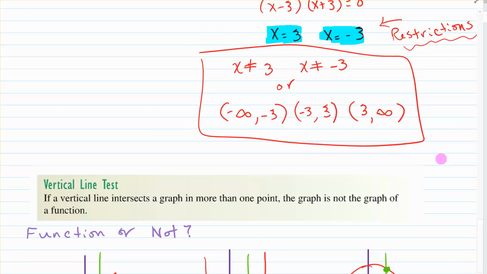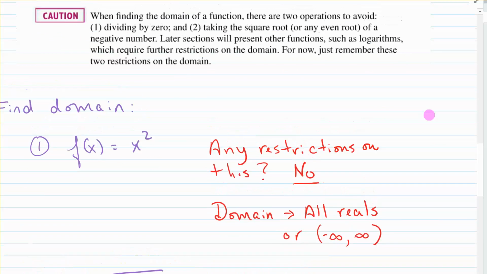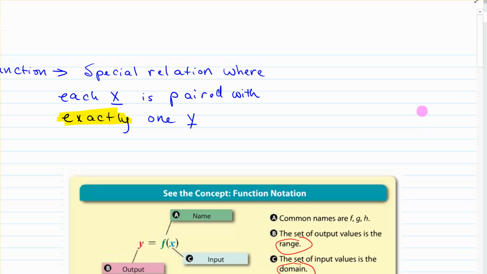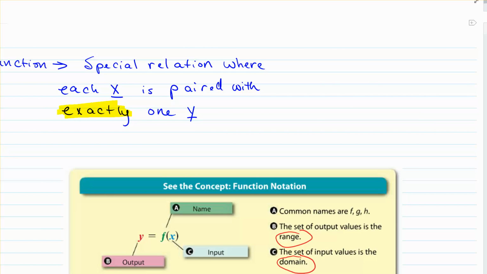All right, I think that'll give you the main ideas of section 10.1, so let's go ahead and get started on our problems.